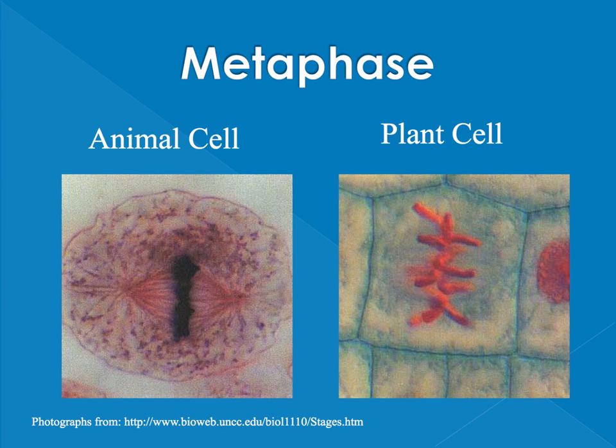Under the microscope, sometimes it might just look like a big smudge of chromosomes there, but you can see the nice spindle fibers, right here. And in a plant cell, it almost looks like baseball stitching.